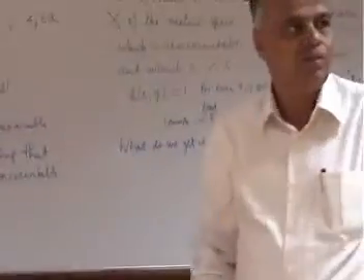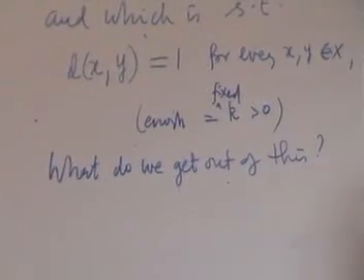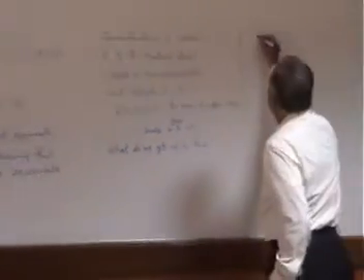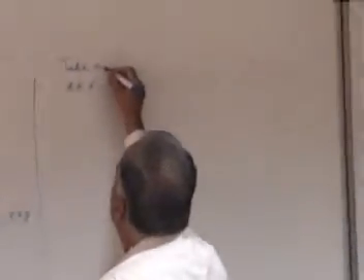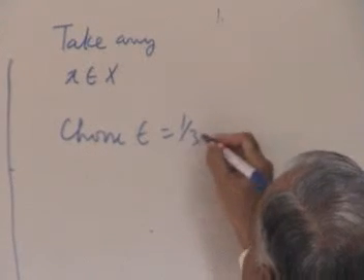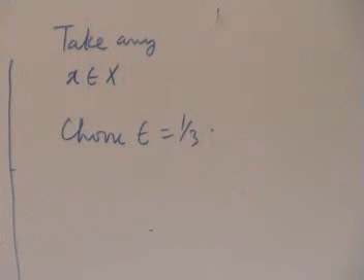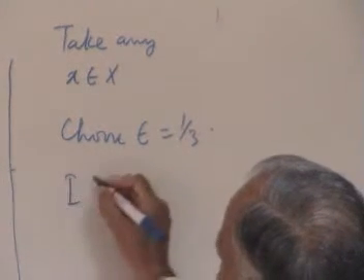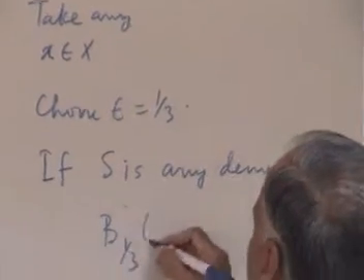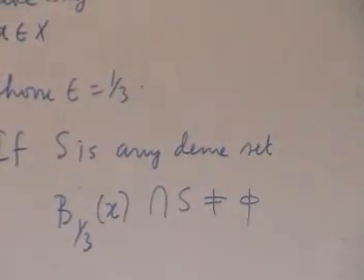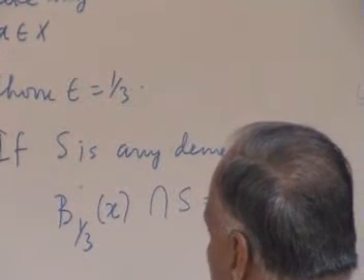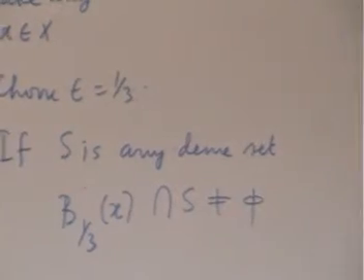If we can manufacture one such set, what do we get out of this? Now take any x in X, and then choose epsilon to be 1/3. See what happens. If S is any dense set, B(1/3, x) intersection S must be non-empty. Okay? That means if we take x and draw a ball of radius 1/3, there must be a point of S. We'll call that point Sx.